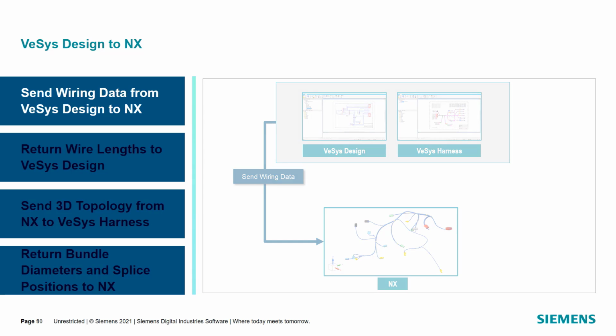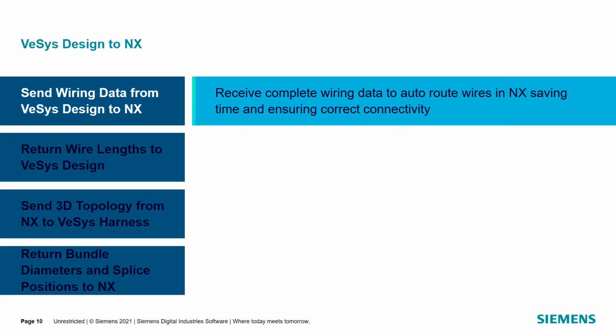We successfully passed the electrical data from VeSys to NX with the push of a button, facilitated by connected mode. The mechanical designer had all the necessary data required to auto-assign connector part numbers as well as auto-route wires. This saves the mechanical designer a considerable amount of time, avoiding the error-prone task of doing it manually, and also helps ensure the connectivity is an accurate representation of our VeSys-created wiring diagram.